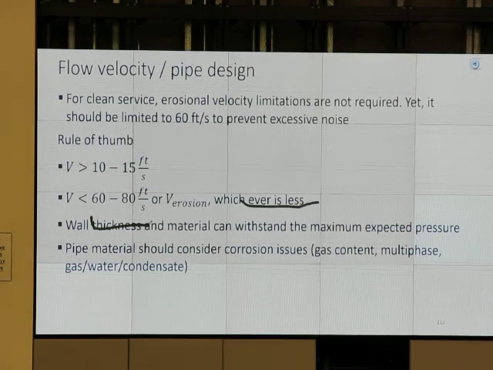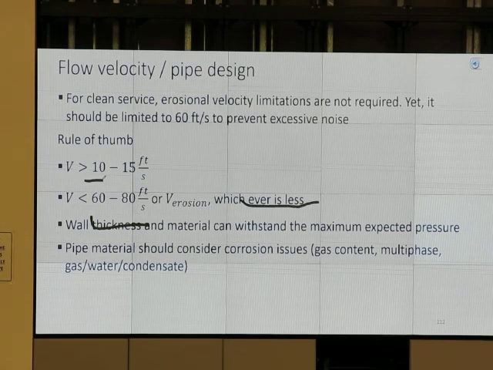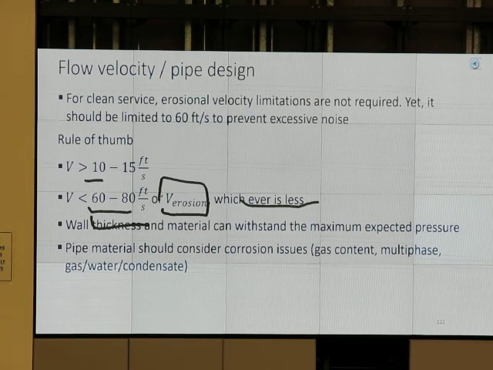Velocity should be more than 10 to 15 feet per second, and it should be less than 60 to 80, or V erosion, whichever is less. Even though it doesn't erode the pipe, it may shake the pipe. When it shakes several times or several thousand times, it may fatigue. It may fail. Okay? It may have a noise.